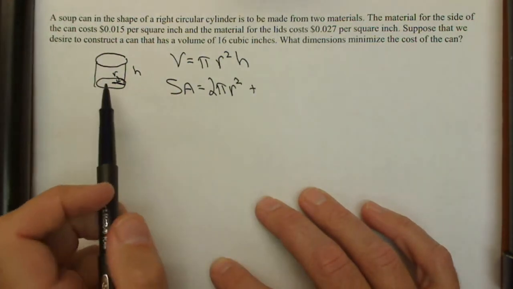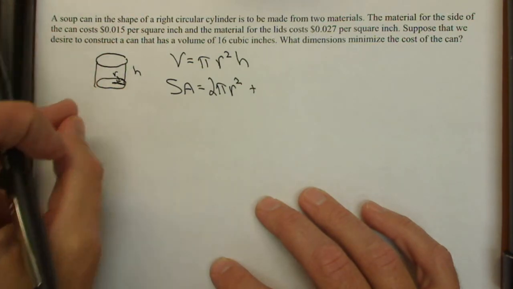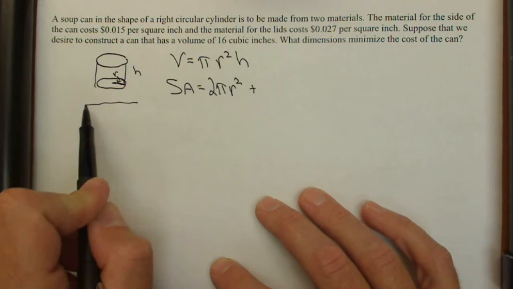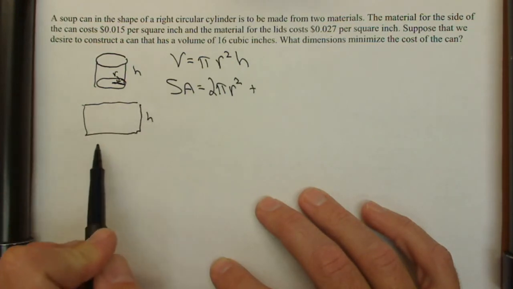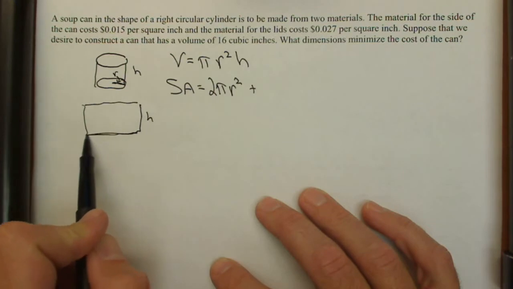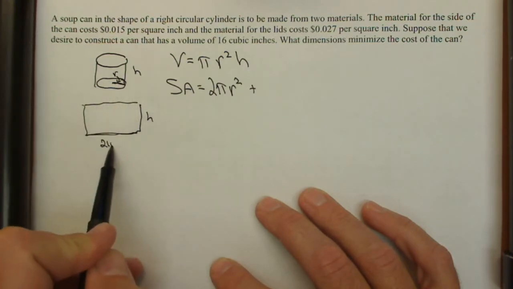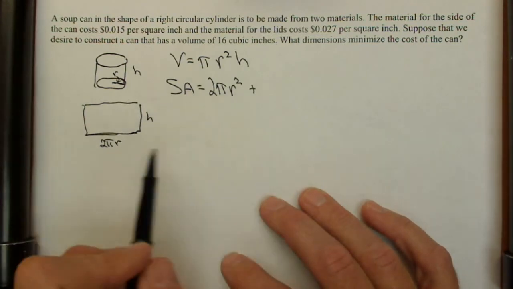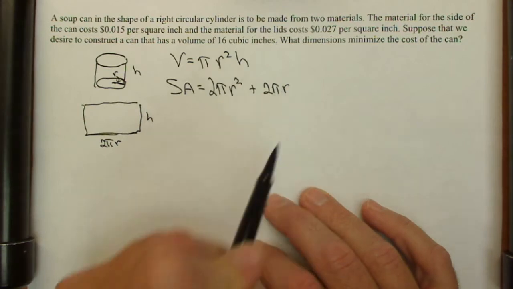Well, to do the surface area of the side, imagine if you took the side of the can and you unrolled it, you would get a rectangle that has a height of h and a length of the circumference, which is 2 pi r. So the area of the sides is 2 pi r h.